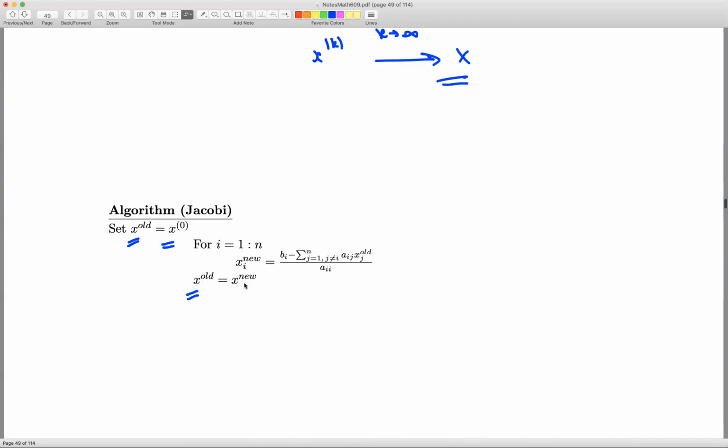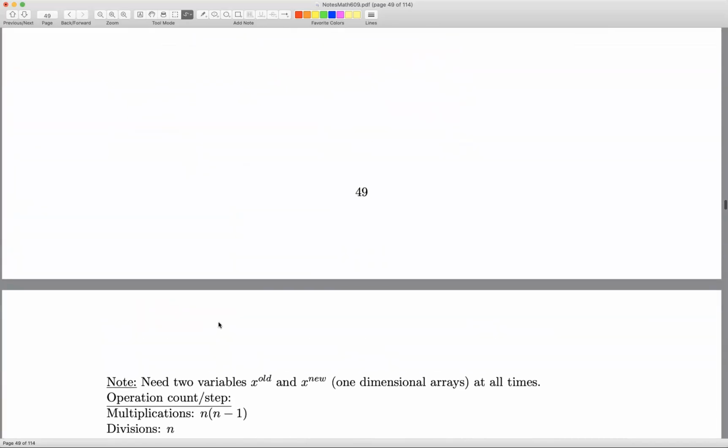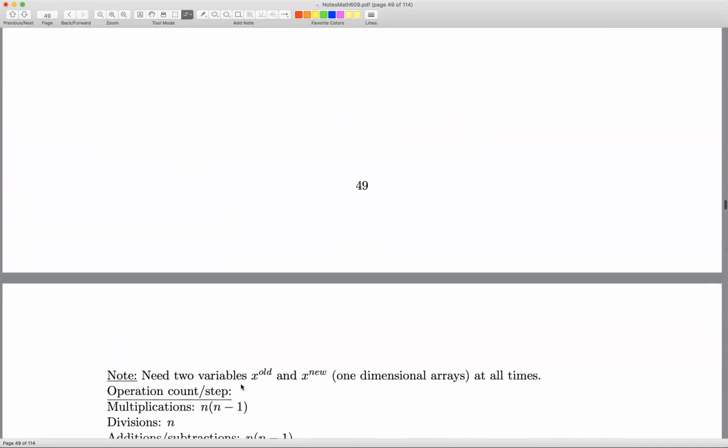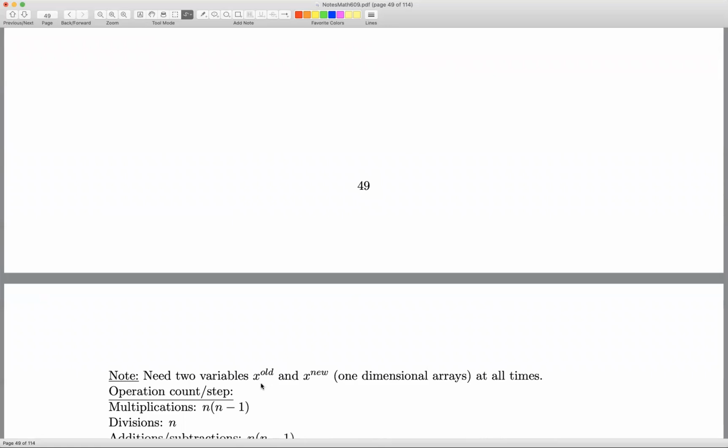Now the version that you have, the k plus first iteration, will be the old one, and then you will compute the k plus second iteration, which will be the new one. We need two variables, which are one-dimensional arrays, vectors in Rn. So the two variables are x old and x new at all times, which is something that is slightly different between Jacobi and the next method that we're going to discuss, which is the Gauss-Seidel method.